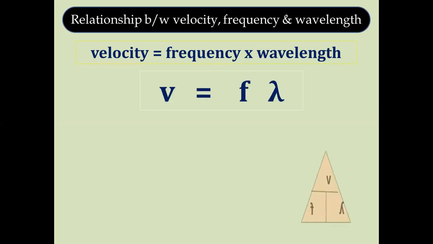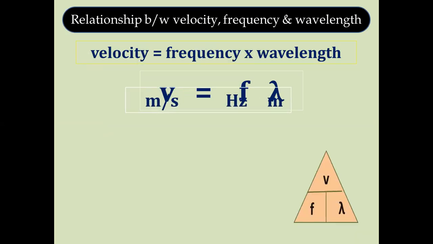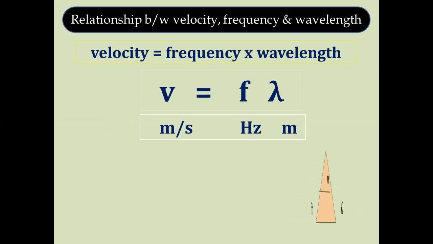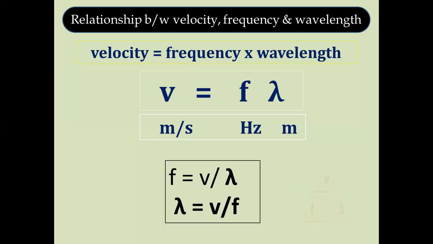So velocity is equal to the product of frequency and wavelength, which is represented by lambda, a Greek letter. The unit of velocity is meter per second, while the unit of frequency is hertz, and the unit of wavelength is meter. We can modify this formula according to our requirement. For example, the frequency is equal to velocity over lambda, while lambda is equal to velocity over frequency.